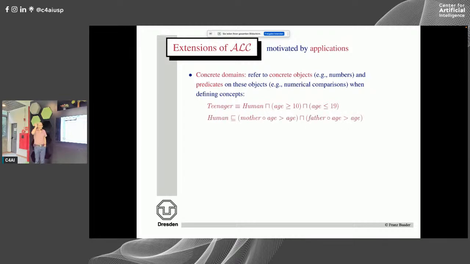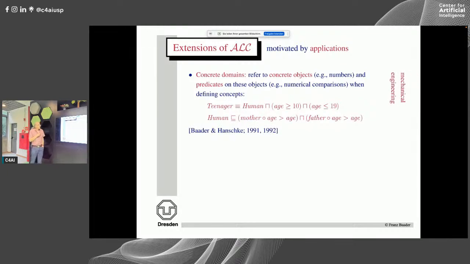Or something a bit more complicated: if I have a human, then the mother's age is always larger than the age of this human. So the child's age is smaller than the mother's age. And the same for the father. That might be interesting to find strange errors in your A-box, for example. If you have a child relation and you know the ages, you can say, that cannot be, there must be something wrong.